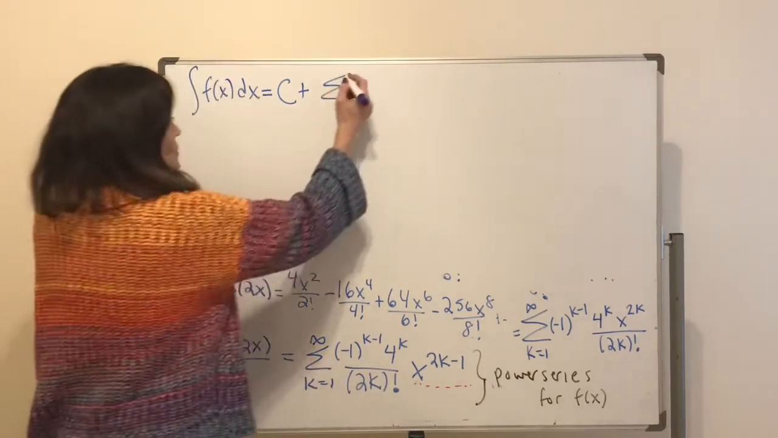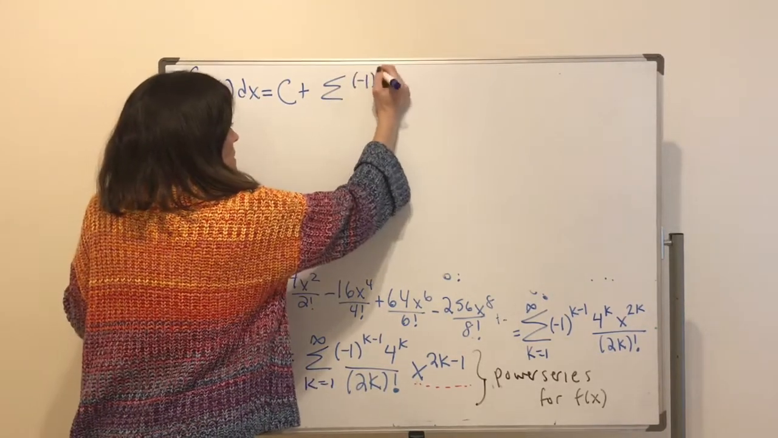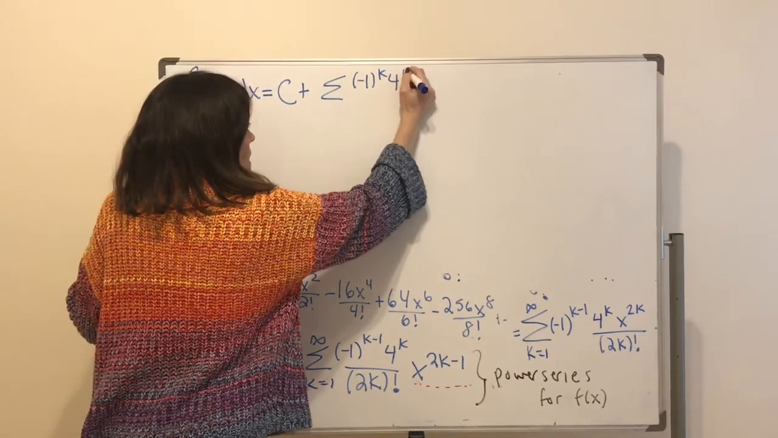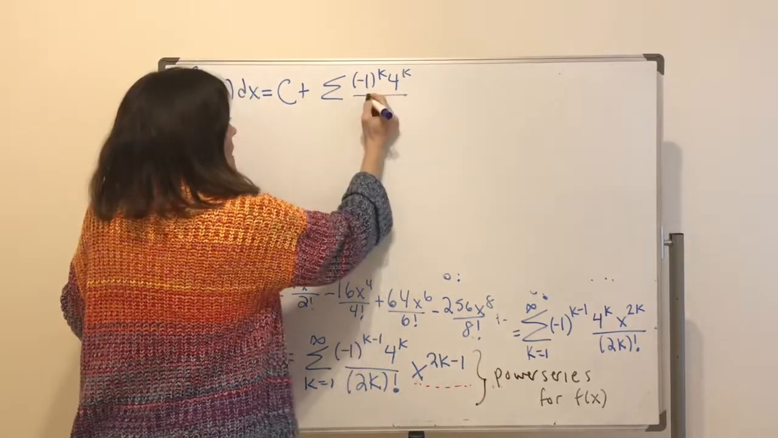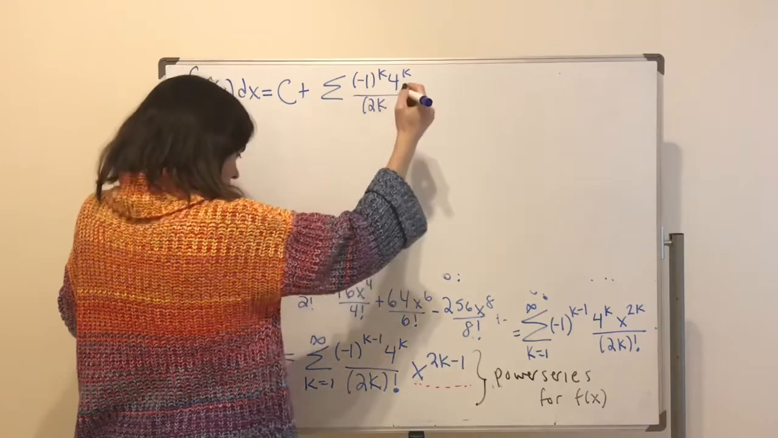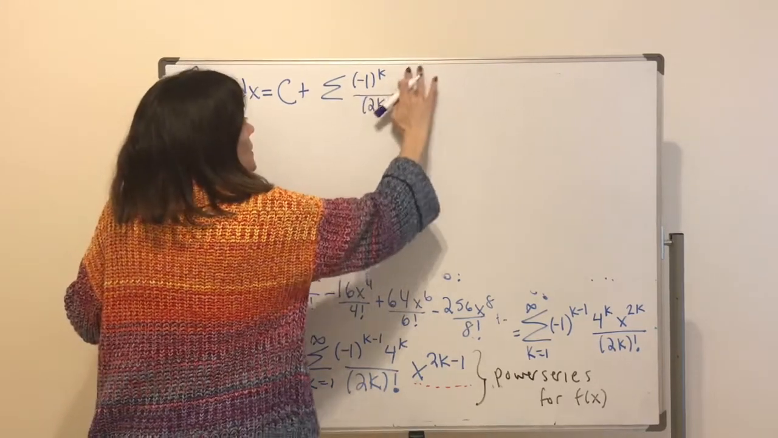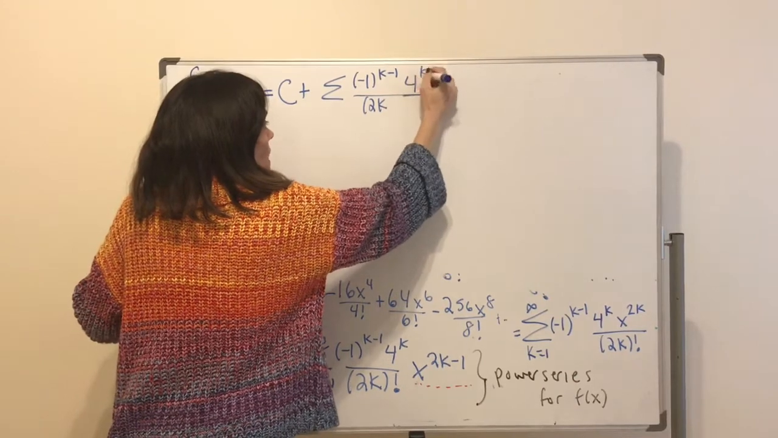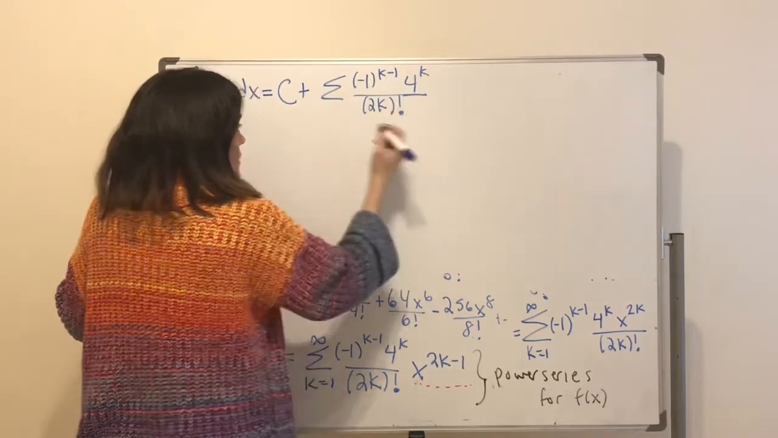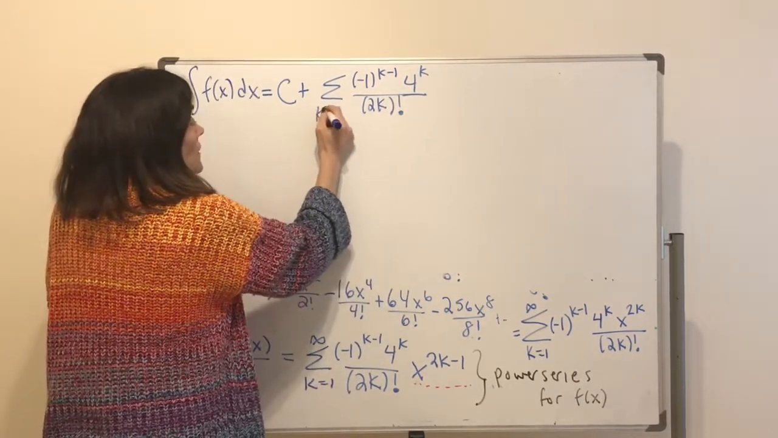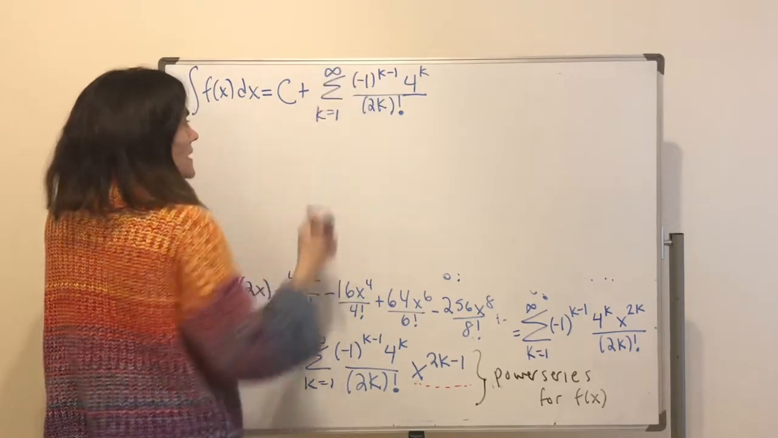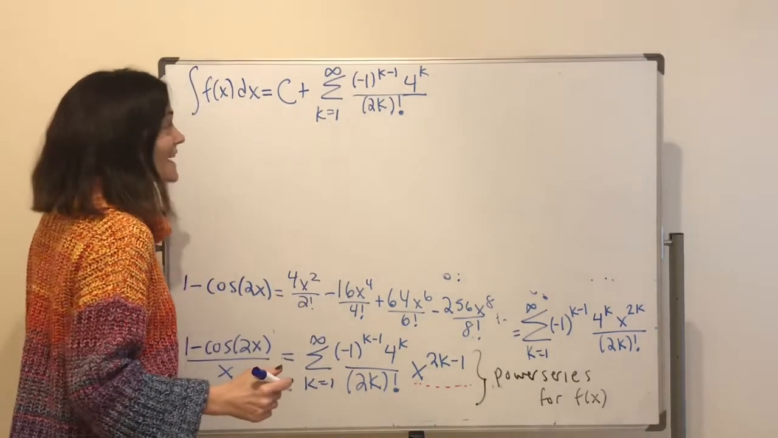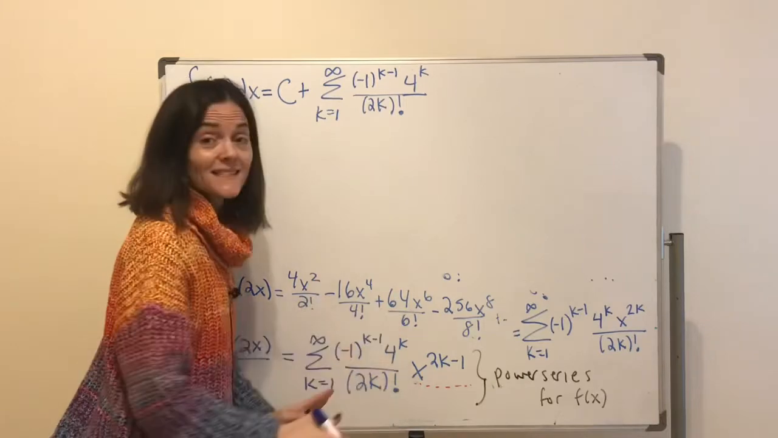Okay, so let's write all of this. It's (-1)^k, we have 4^k over 2k factorial. Uh-oh, I miscopied. (-1)^(k-1), 4^k over (2k) factorial, k goes from 1 to infinity. Okay, so far so good. I have copied the constants.